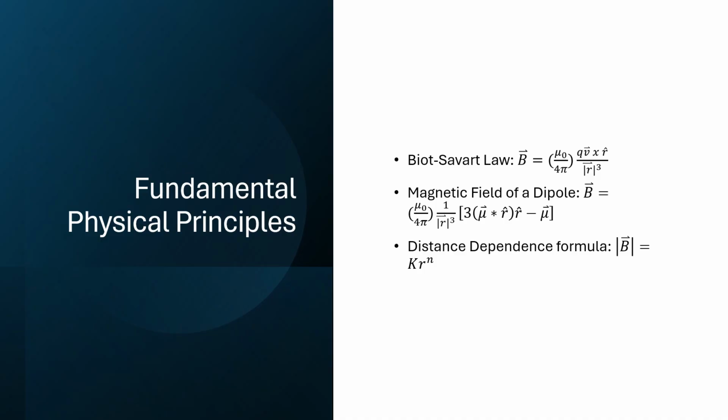And here are the fundamental physical principles that were used in this lab. First is the Biot-Savart law, which relates the magnetic field at any point to a tiny current element. Next, the magnetic field of a dipole, and a magnetic dipole is a closed circulation of an electric current system. And then the distance dependence formula, which pretty much states that the magnitude of the magnetic field due to a bar magnet falls off with distance, and this is proved later on in this lab.